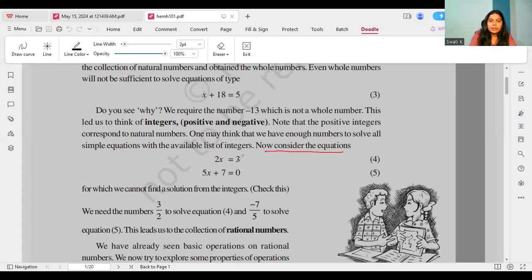So now consider the equations this and this. You will not get an answer from the set of natural numbers, whole numbers, and integers. That is why we have numbers of the type 3 by 2 to solve this equation and minus 7 by 5. Now, how did you get minus 7 by 5? I'll explain this to you later on. To solve the equation, this leads us to the collection of rational numbers.